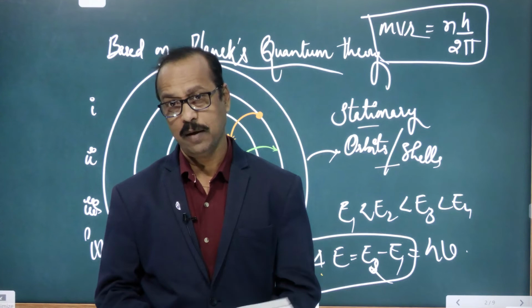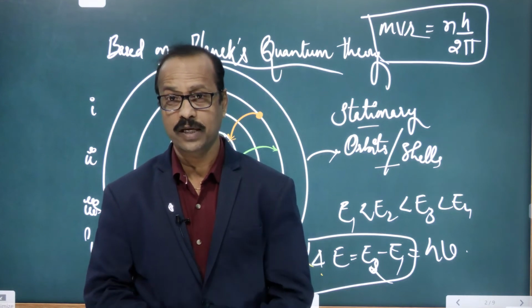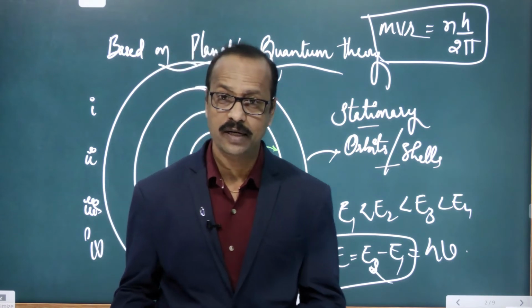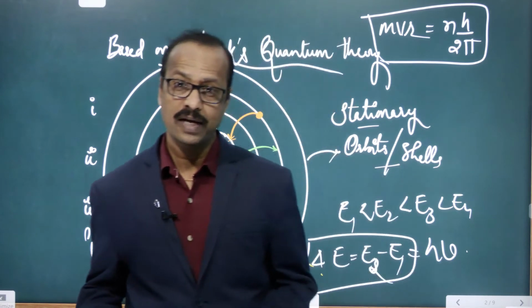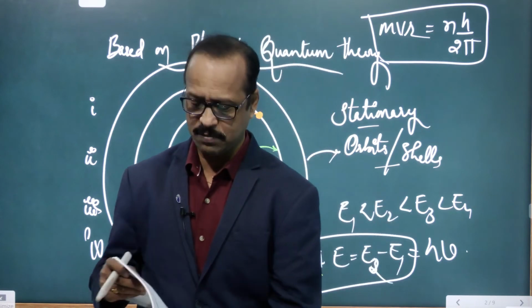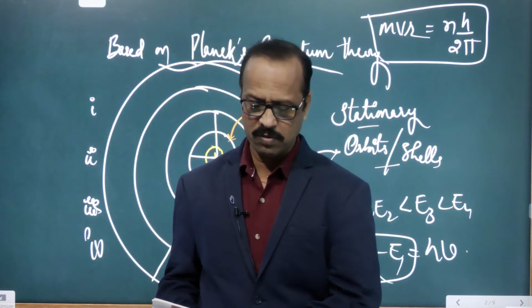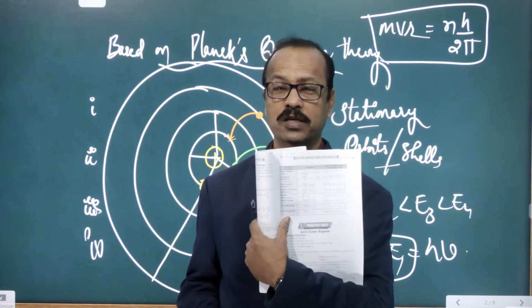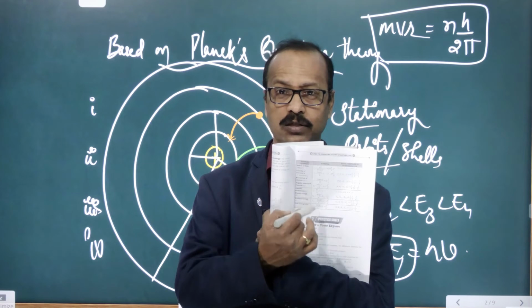Apart from that, many equations were given to calculate the radius of the orbit and the energy of an electron. We are not going to derive these here; overall, some formulas were given on page number 65. If you have a textbook, you can see page number 65 here. There are some formulas out there.